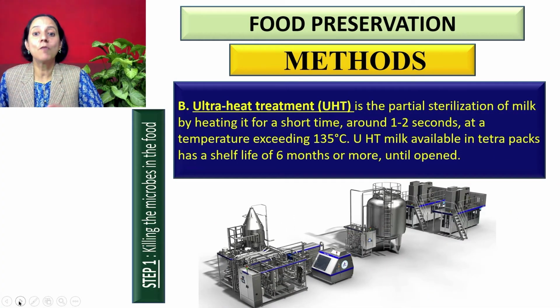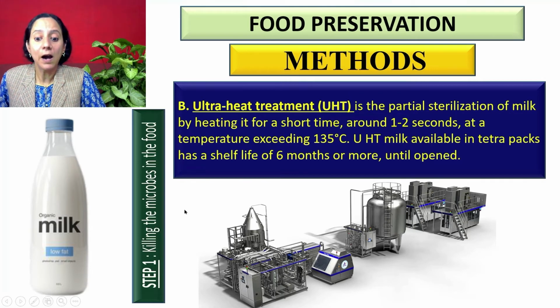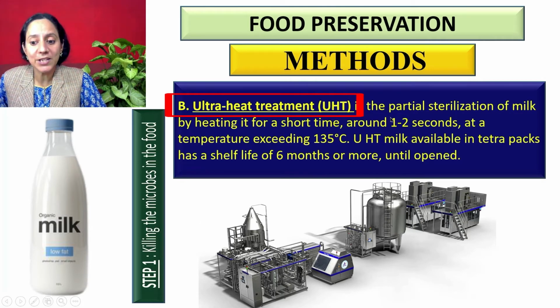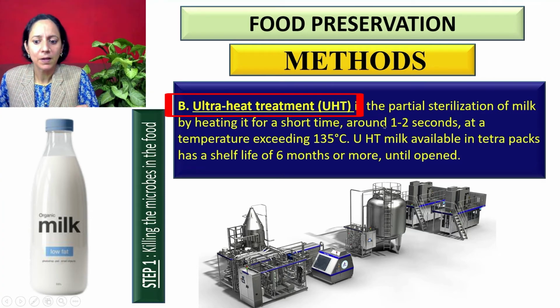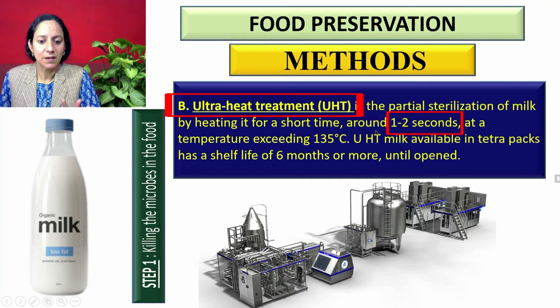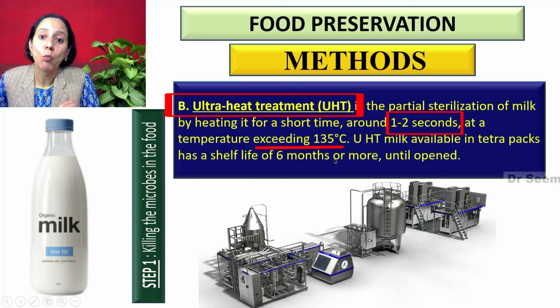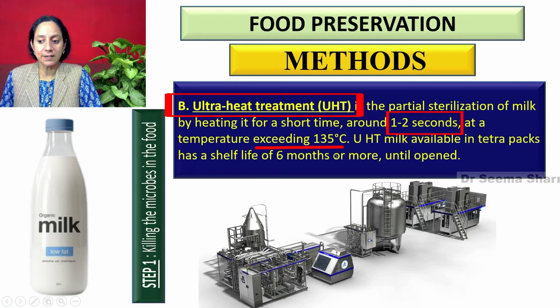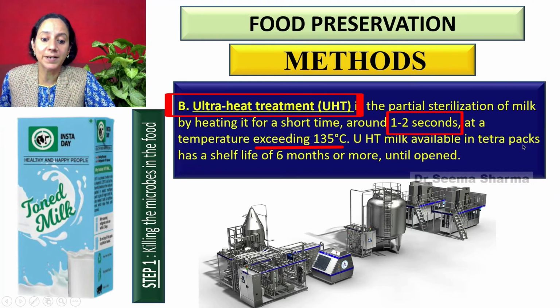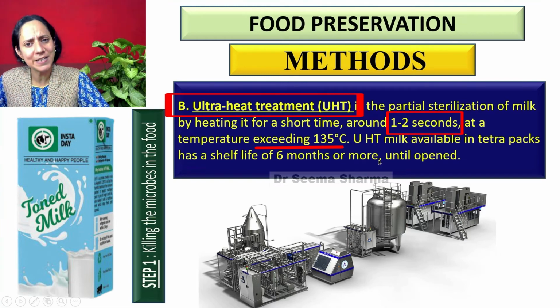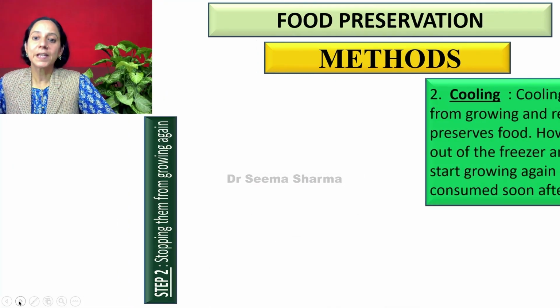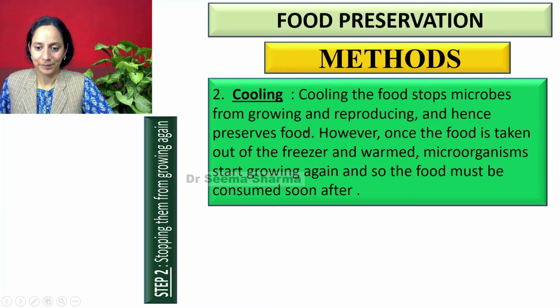Second technique of milk preservation is ultra heat treatment, UHT. In this, partial sterilization of milk is done by heating it for a short time, around 1 to 2 seconds, at a temperature exceeding 135 degrees centigrade, and then packing it in Tetra packs. It increases the shelf life of milk up to 6 months or more, or you can say until it is opened. Second method of food preservation is cooling.